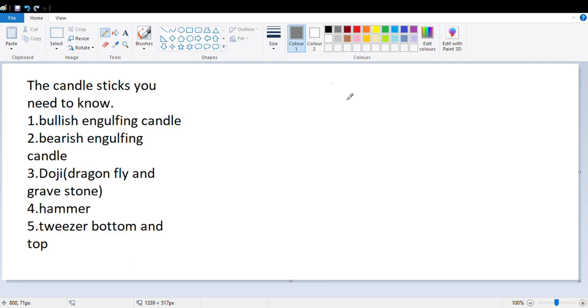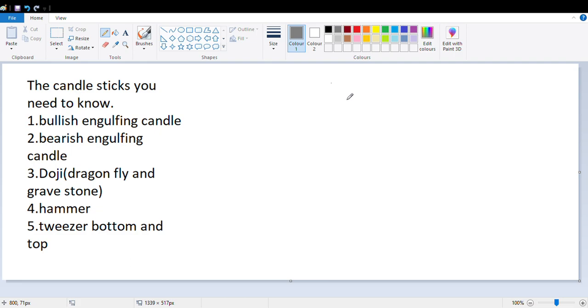So in this video I'm going to explain to you the five basic candlesticks you need to know as a beginner. So first of all, what at all is a candlestick? Here people will be wondering or thinking about the candle we be lighting in our various houses or our various villages, but it is not that candlestick.